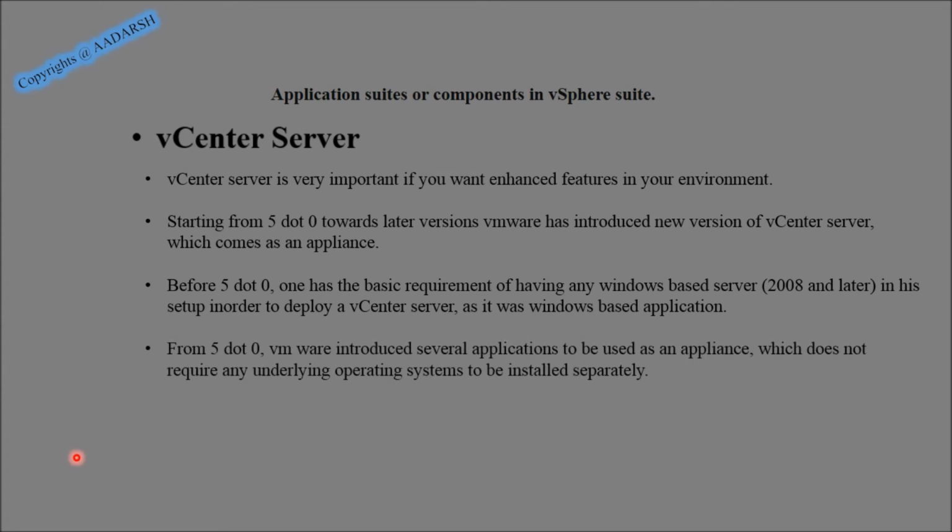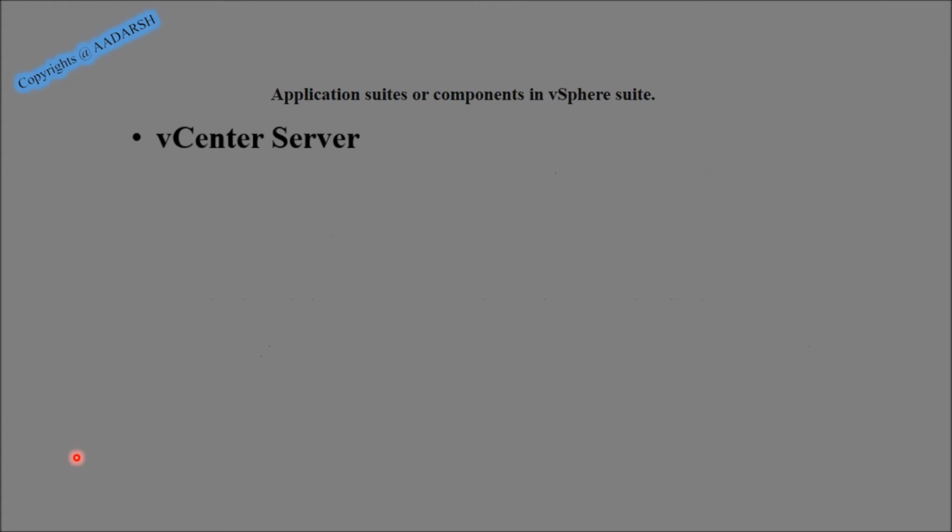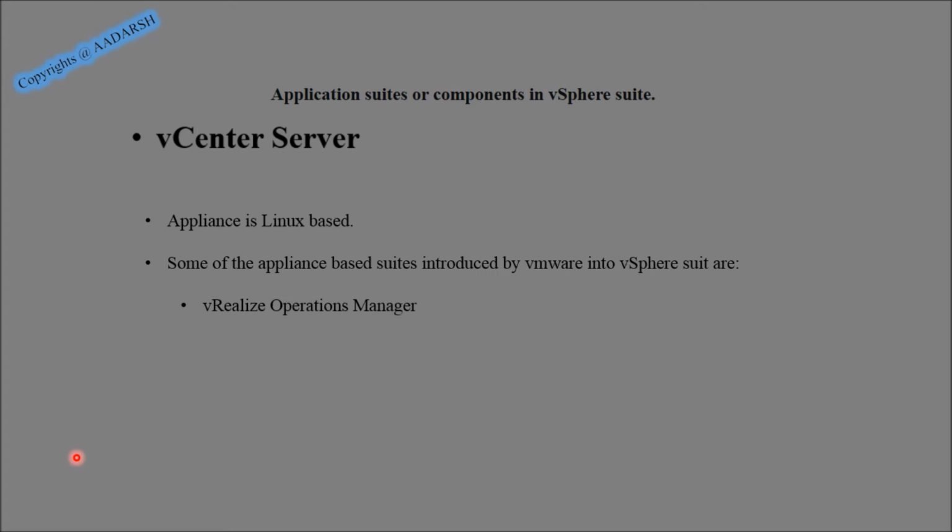From 5.0, VMware introduced several applications to be used as an appliance, which does not require any underlying operating system to be installed separately. The appliance is Linux-based. Some of the appliance-based suites introduced by VMware into the vSphere suite are vRealize Operations Manager, VMware Data Protection, etc. All these suites once required a Windows-based operating system.